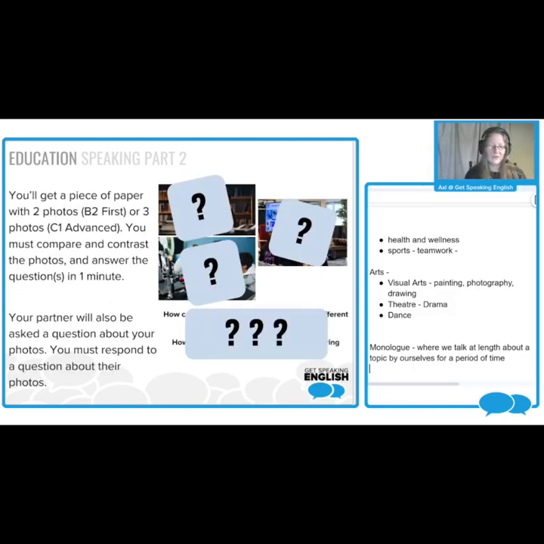So what happens during this part is you're going to get a piece of paper. On the B2 First, you're going to get 2 photos. On the C1 Advanced, you're going to get 3 photos. And you can see that my example here is going to be about a C1 style speaking activity. And for this here, you have to compare and contrast the photos. And you're going to answer a question on the B2 First exam or 2 questions on the C1 Advanced exam. And you're going to have 1 minute to do all of this, okay?